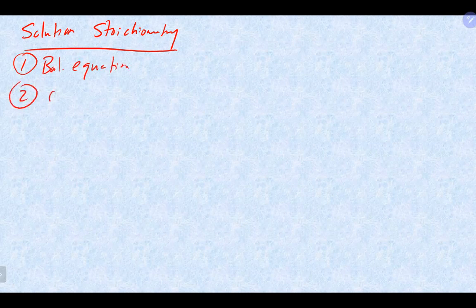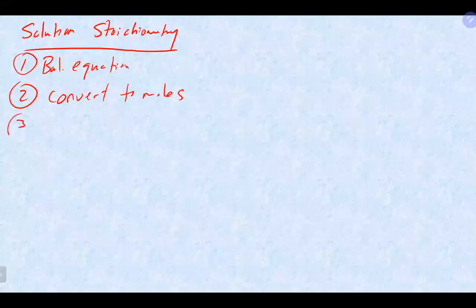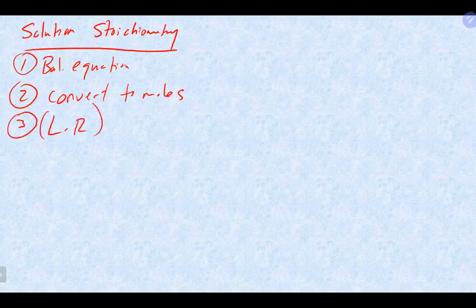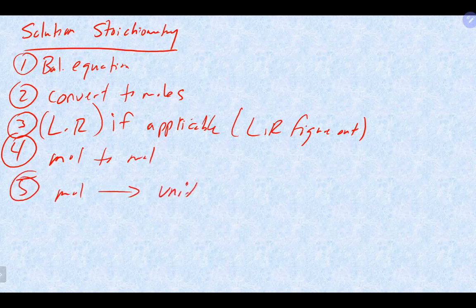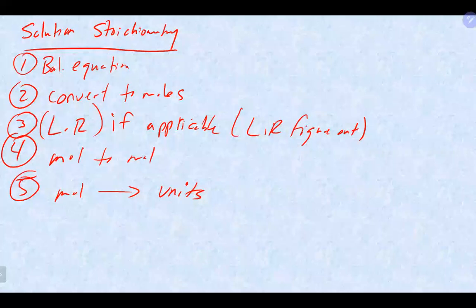We want to convert to moles. We do want to be on the lookout for limiting reagents, if applicable here. Then we want to figure out the limiting reagent. We then want to do our mole to mole relationship from the equation. We then want to convert those moles to some other units. Those are typically the steps that we follow in any type of stoichiometry problem.